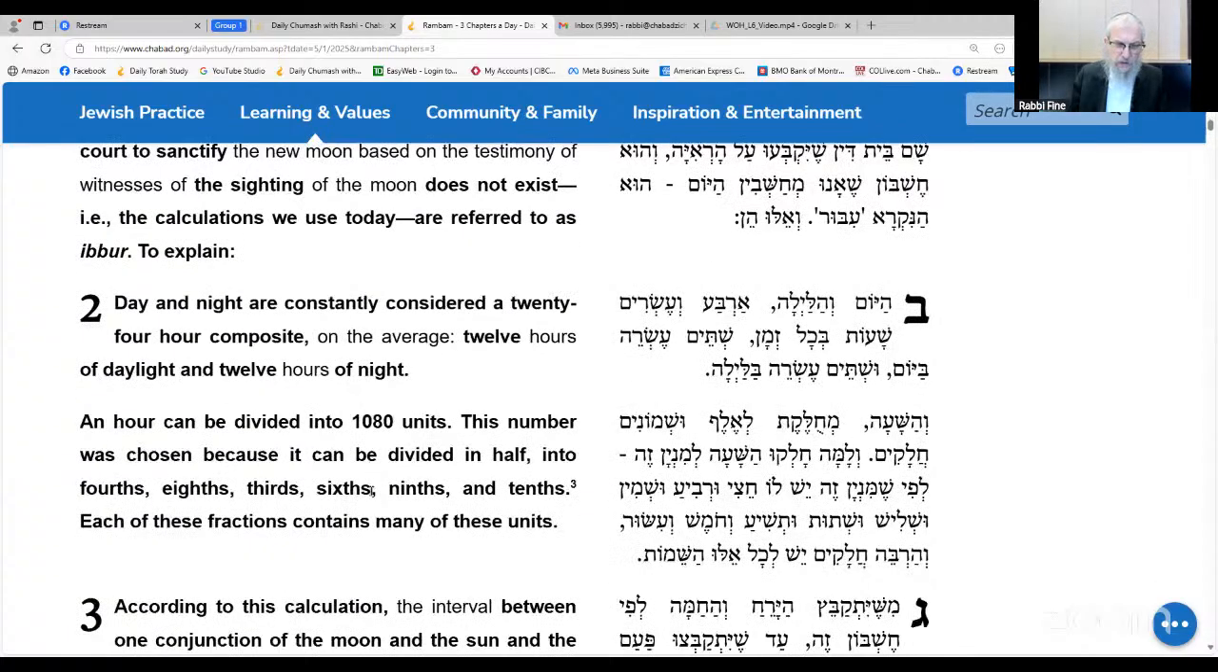To explain, day and night are constantly considered as a 24-hour composite, on average 12 hours of daylight and 12 hours of night. That's a halacha. A halachic hour is not 60 minutes.